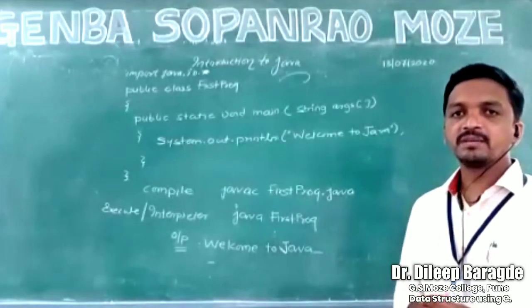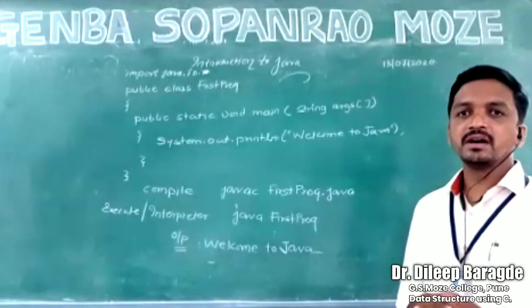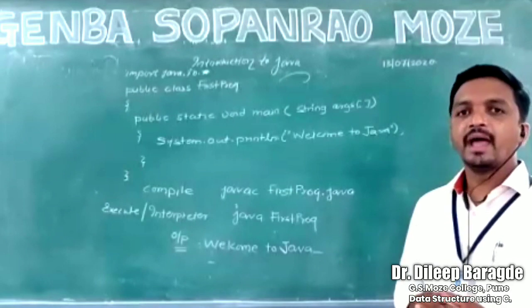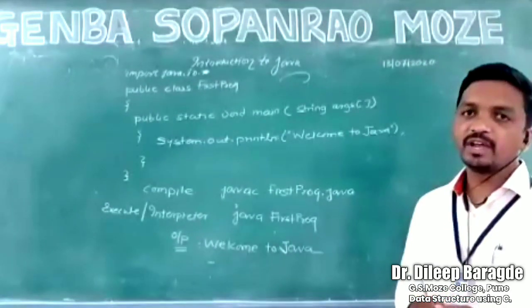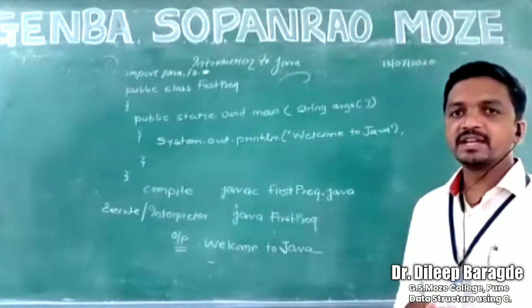Java accepts everything in string format, so that's why String is there. Args is nothing but the variable name. The array symbol is there. An array of arguments can be passed as command line arguments. So this is the syntax for the main function.